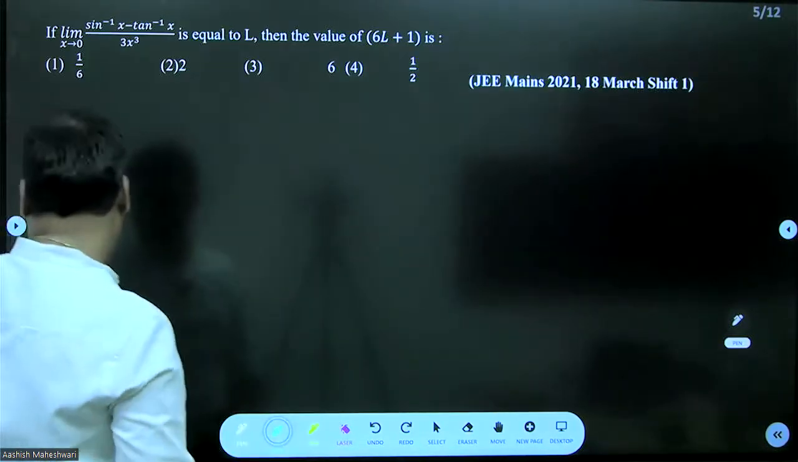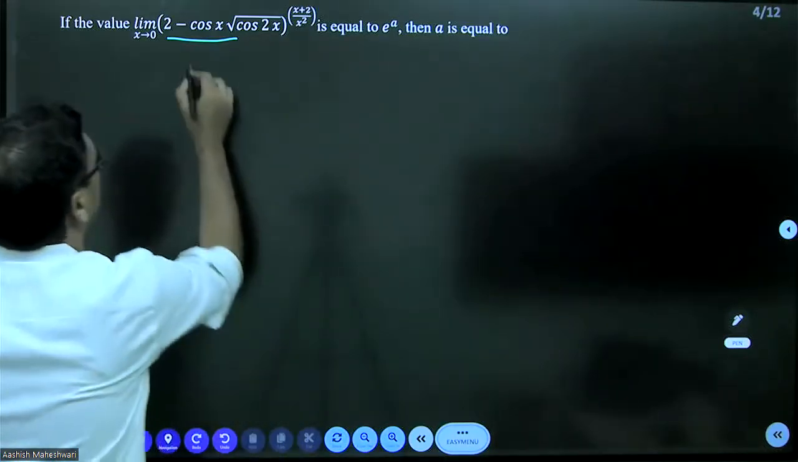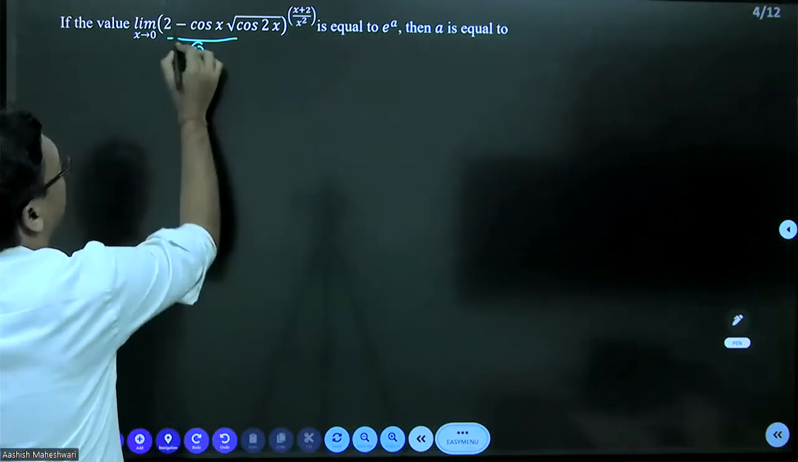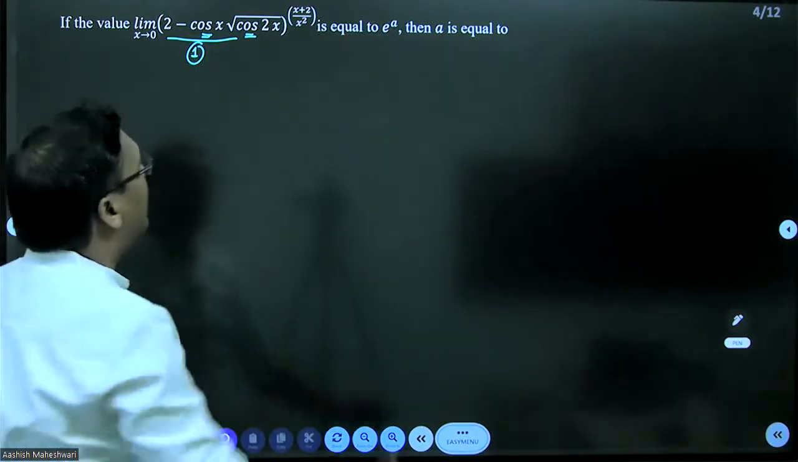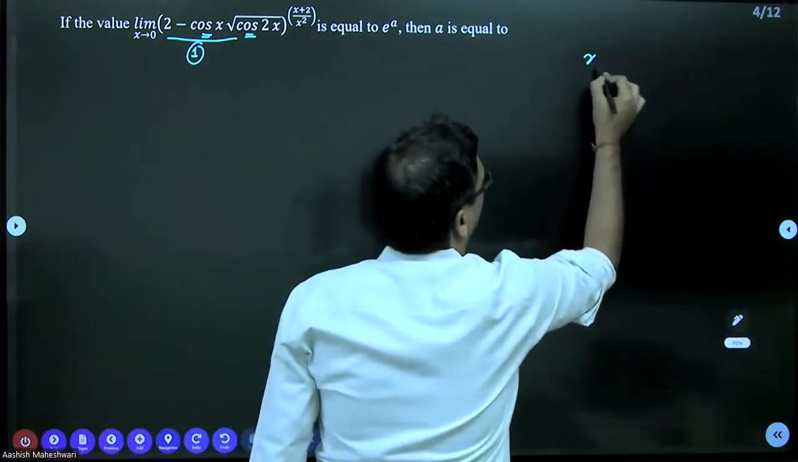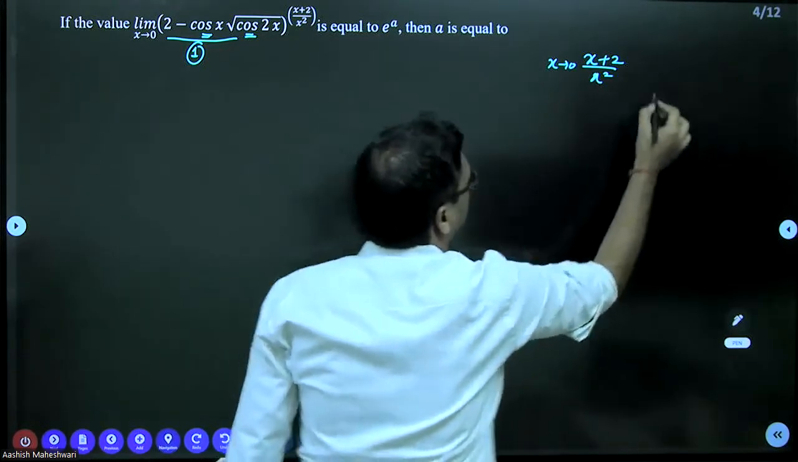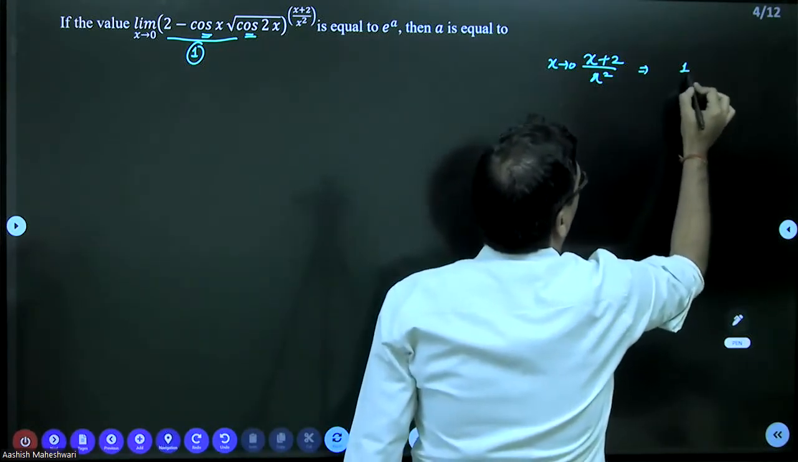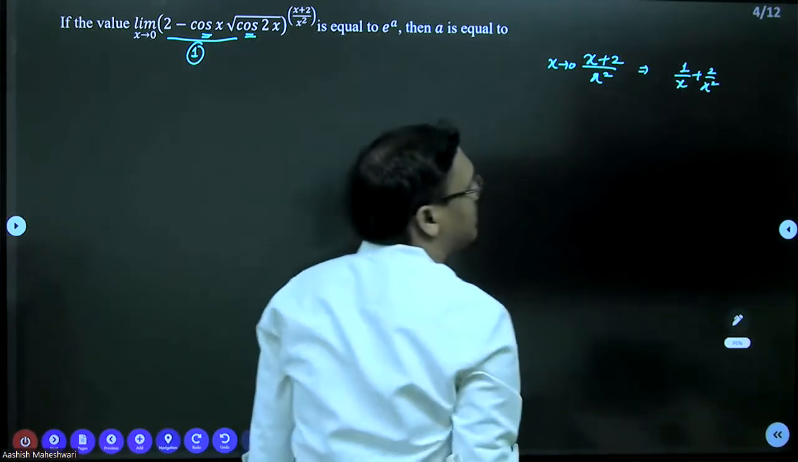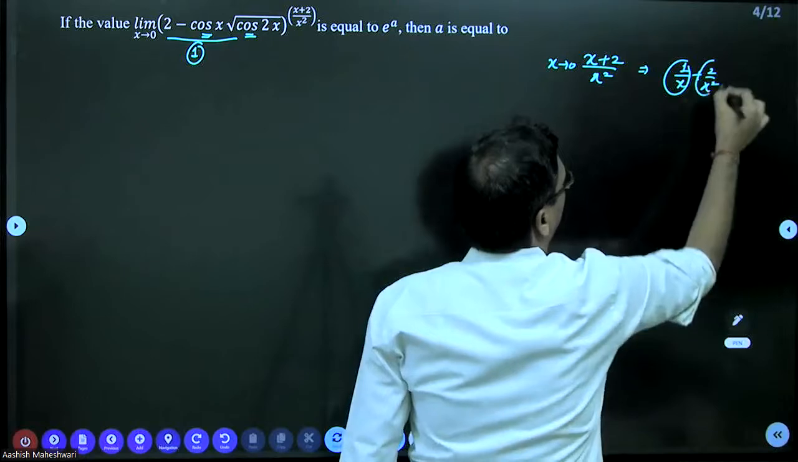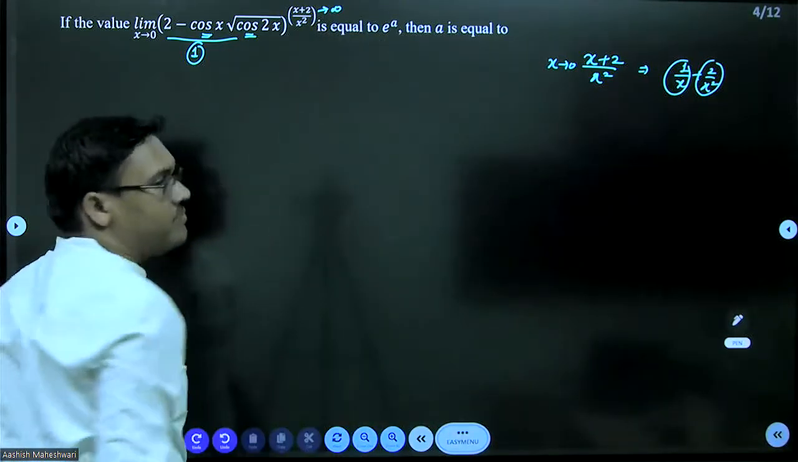Why is it approaching to 1? Because cos 0 is 1, and 2 minus 1 will become 1. And this term, (x plus 2) upon x square, as x approaches 0, you can see here, this is 1 by x plus 2 by x square. This is approaching to infinity as x approaches 0.